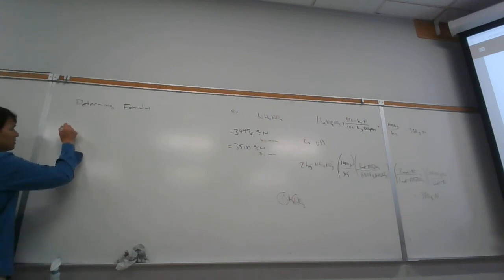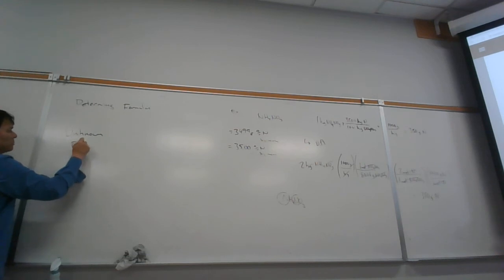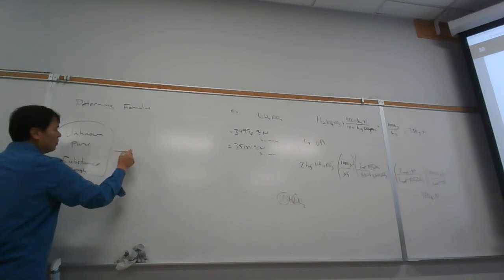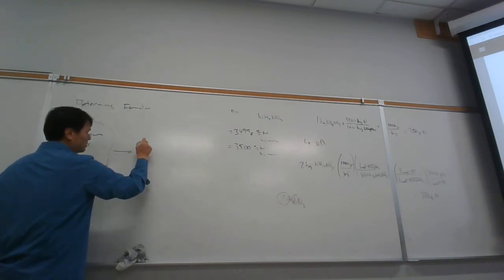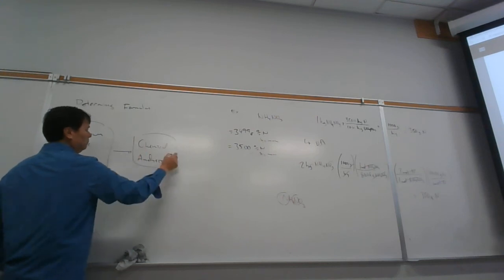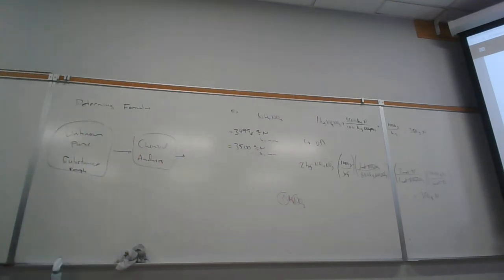So determining formulas, we typically take an unknown substance, an unknown pure substance, and we want to know what it's made out of. And so if we have some sample of unknown pure substance, then what we do is we send it out for analysis. This is chemical or elemental analysis. It usually costs money. And so you send out a sample, you pay them, and what they do is they determine what elements are present.